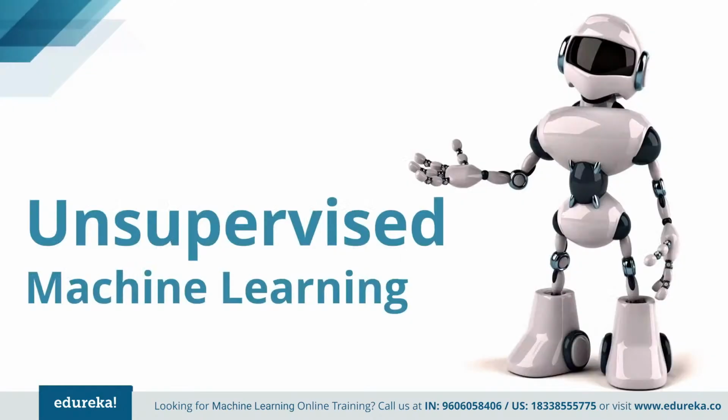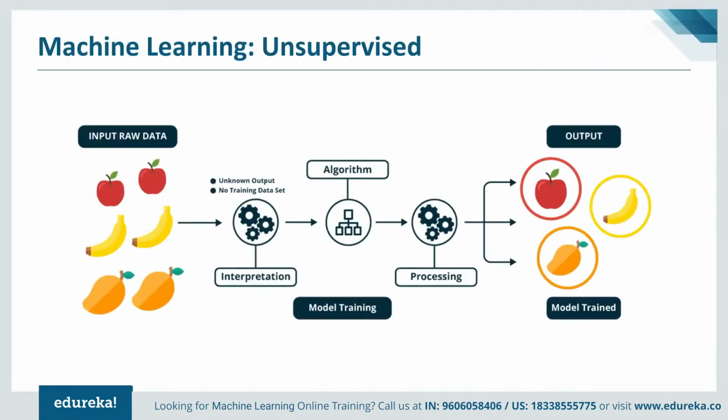Now let's learn about the next category of machine learning, the unsupervised part. Mathematically, unsupervised learning is where you only have input data X and no corresponding output variable. The goal of unsupervised learning is to model the underlying structure or distribution in the data in order to learn more about the data. Let me rephrase this in simple terms.